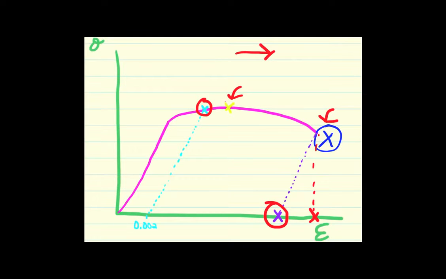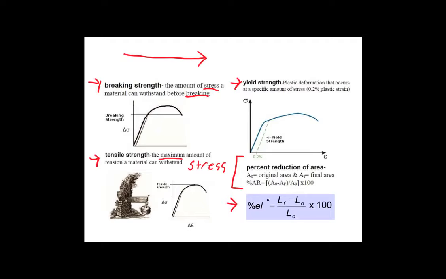Okay, so finally, the percent reduction of area is not something you can find off of a stress strain curve, but it's something that you can calculate. It is by definition the original area minus the final area, that entire thing divided by the original area times 100. I did a calculation for this again up here, but that is the definition, and basically what it's saying is that when you perform a tensile test on a material, the cross-sectional area will decrease because of necking. So this is the exact amount that it decreased.